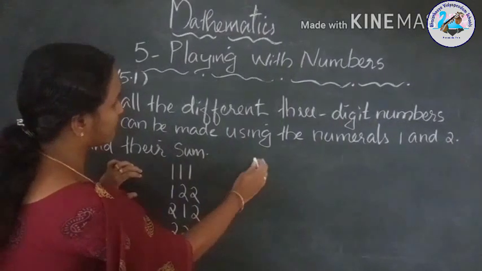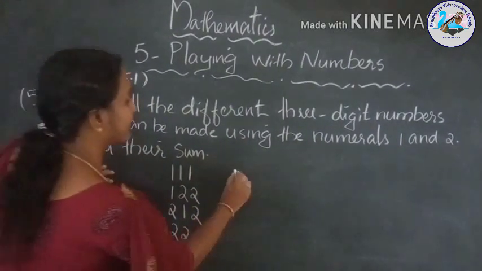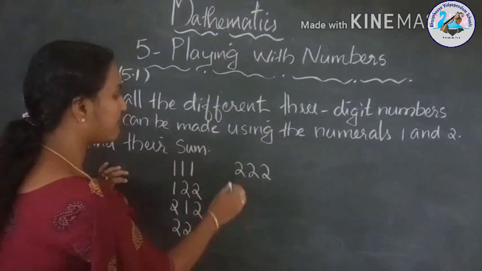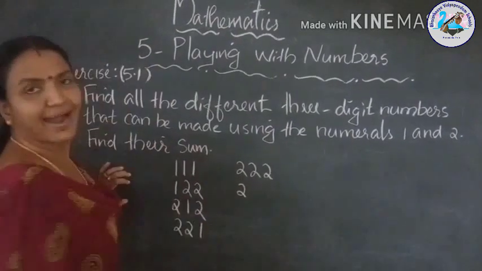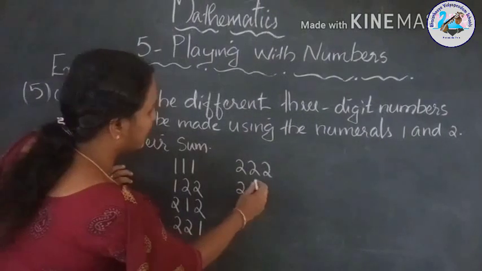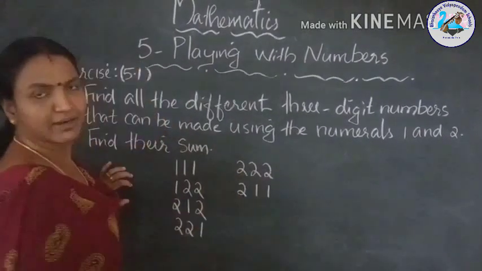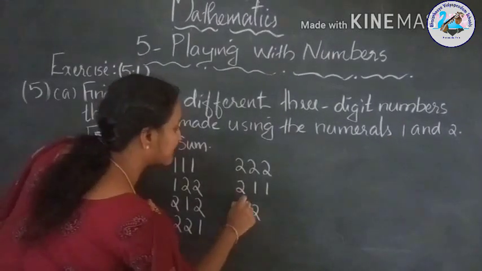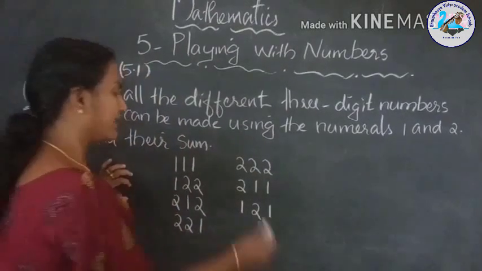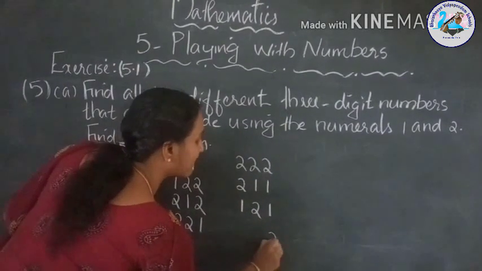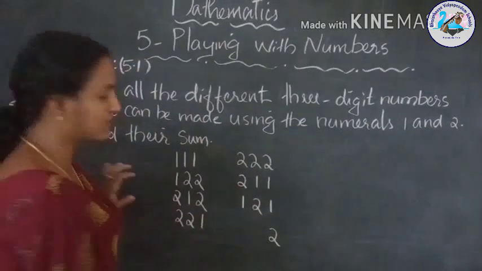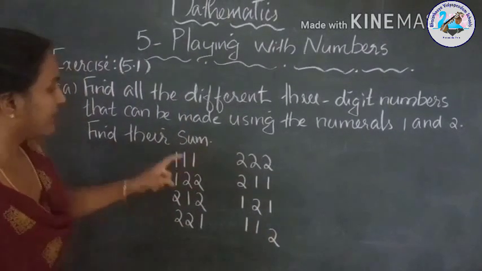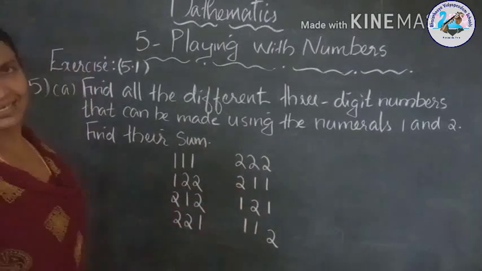Then the next step is, first we can put all three digits 2: 2, 2, 2. Next, we can fix 2 at the 100th place. The remaining digits we can fill by using 1 and 1. Then we can fix 2 at the 10th place, and the remaining digits with 1. Then we can fix 2 at the 1's place. The remaining digits we can fill by using 1. 2 is over. So 8 different three-digit numbers are there.